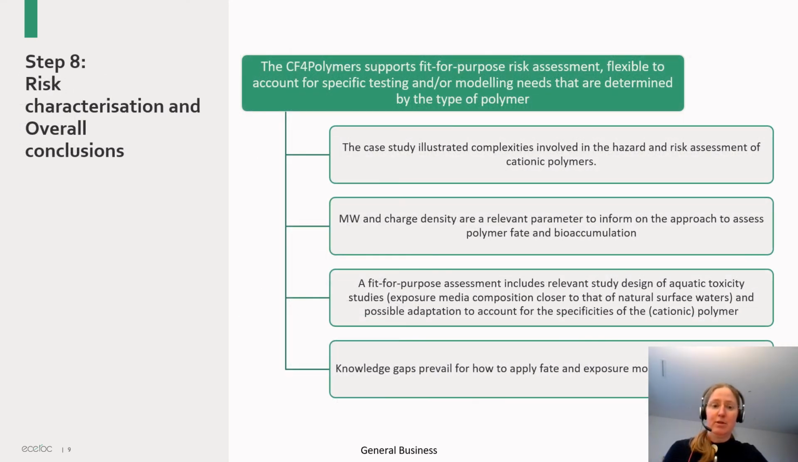The case study has demonstrated the need for fit-for-purpose risk assessment and illustrated some complexities from polyquaternium polymers in characterizing the hazard and fate assessment. Molecular weight and charge density were identified as relevant polymer characteristics to inform on the environmental fate and bioaccumulation. The review identified that experimental studies designed to inform on aquatic hazards need to be considered carefully so as to inform on hazards that would occur in the environment. We also acknowledge that there remains a knowledge gap with regards to key properties characterizing fate and exposure.